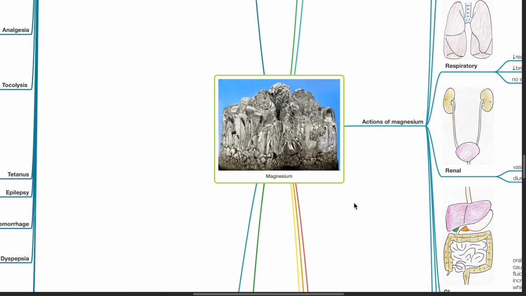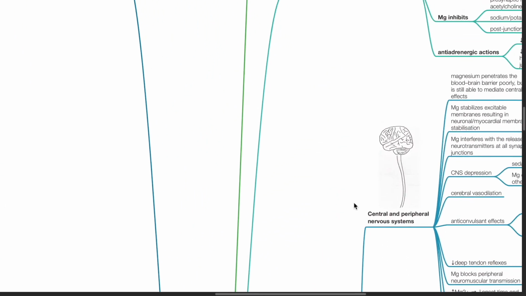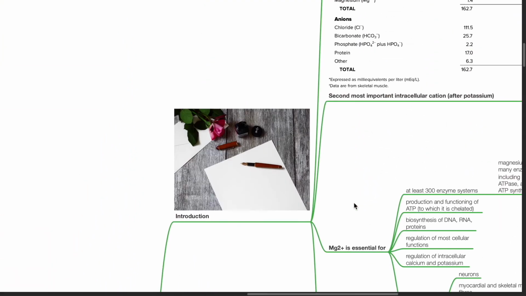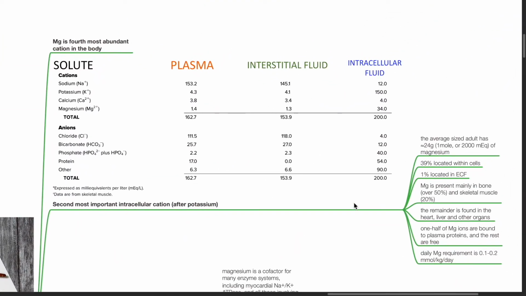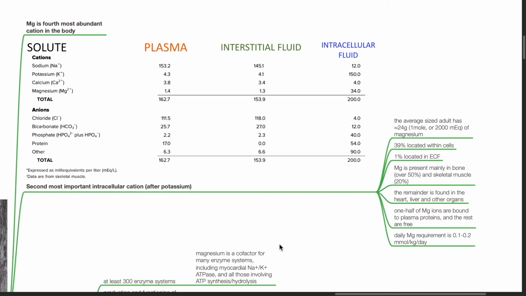Today we'll be discussing magnesium. Introduction. Magnesium is the fourth most abundant cation in the body. It is the second most important intracellular cation after potassium. The average size adult has about 24 grams or 1 mole of magnesium.